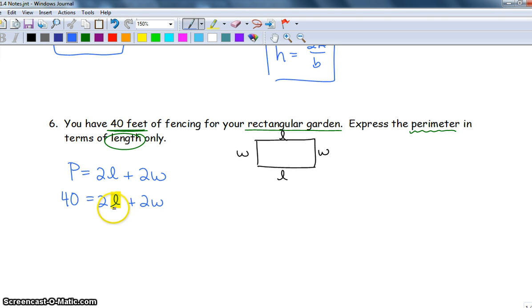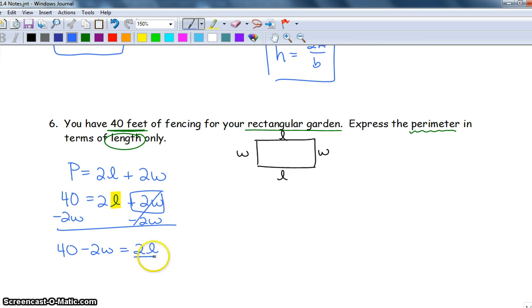I want to get L by itself, but in order to get L by itself, I've got to move the 2 and the 2W. Before I can separate the 2 and the L, I've got to get this term moved over. So I've got to subtract 2W from each side. That's gone. Over here, I've got 40 minus 2W is equal to 2L. Now I can't combine those two pieces because they're not like terms. This is a number and this one has a variable. And I've only got one step left.